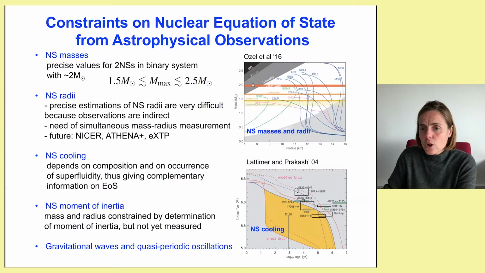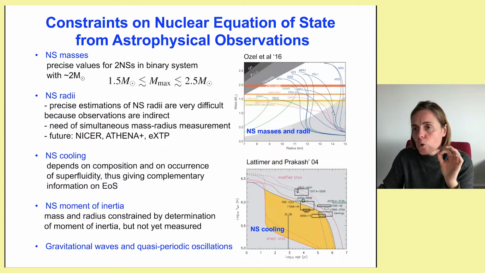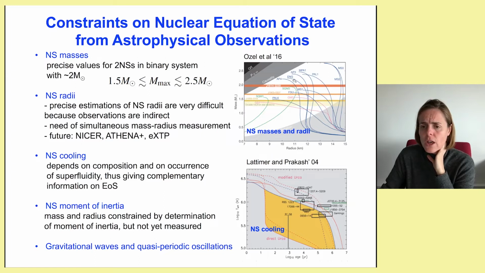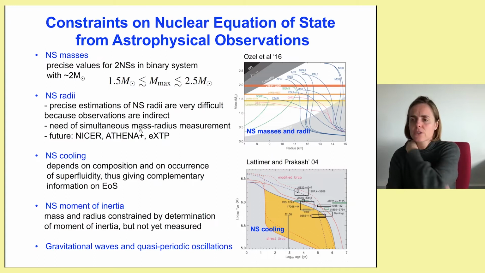And these lines that you see here are different models. Different equations of state are giving you different relations between the mass and the radius, okay? Because each of these points is a solution for a given model, okay? I will mention later how this is obtained. But of course, if we have so many models in the whole range, we also need radius. And this is what I was mentioning, the need for a simultaneous mass-radius measurement and the need for all these X-ray telescopes.